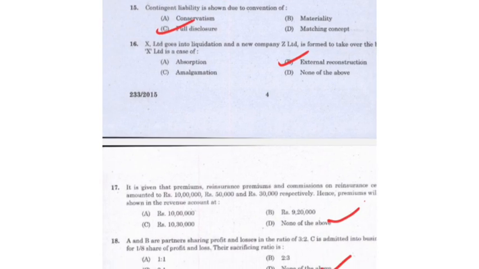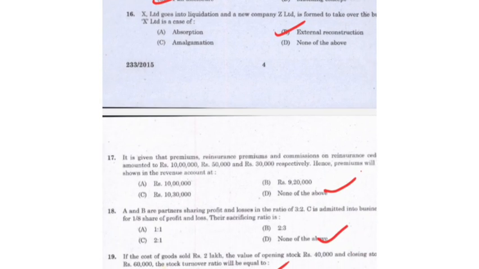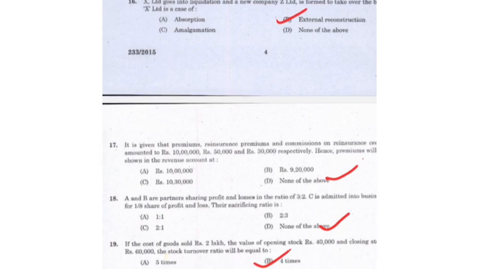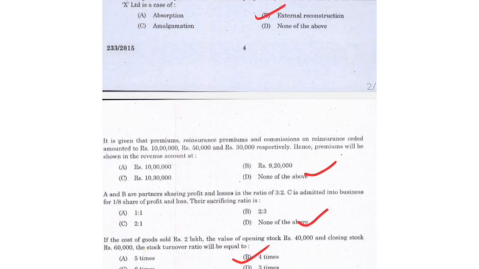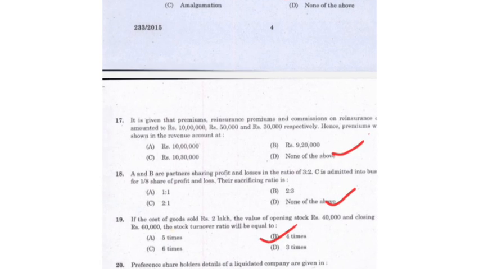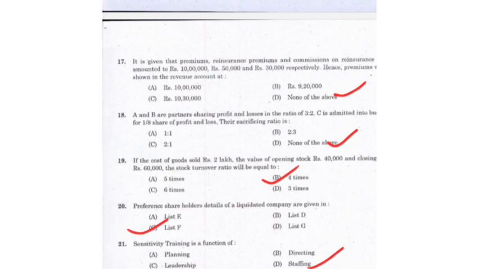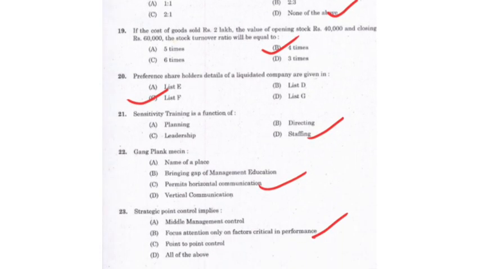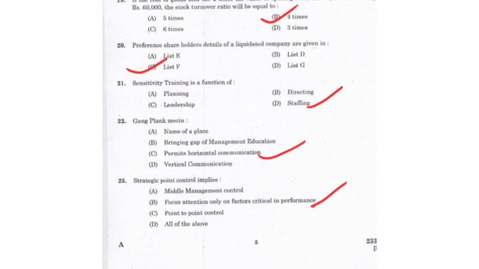And the next question is, if the cost of goods sold is rupees 2 lakh, the value of opening stock is rupees 40,000 and the closing stock is rupees 60,000, the stock turnover ratio will be 4 times. The stock turnover ratio formula is equal to cost of goods sold divided by average stock. And the next question, preference shareholders details of a liquidated company are given in list E, list D, list F, and list G. And here the answer is list F. Preference shareholders details of a liquidated company are given in list F.